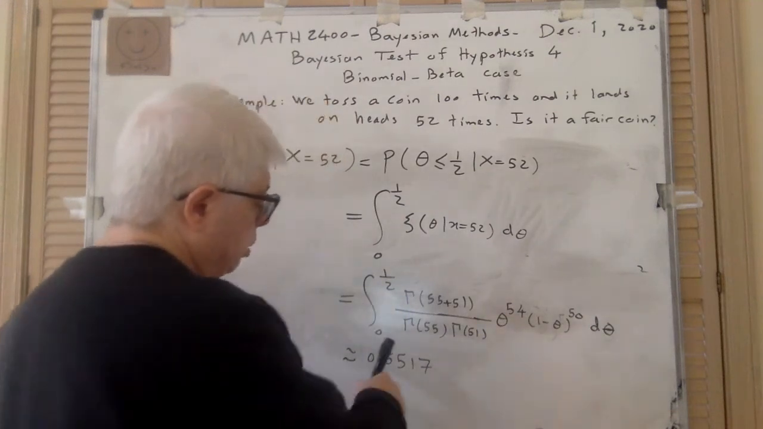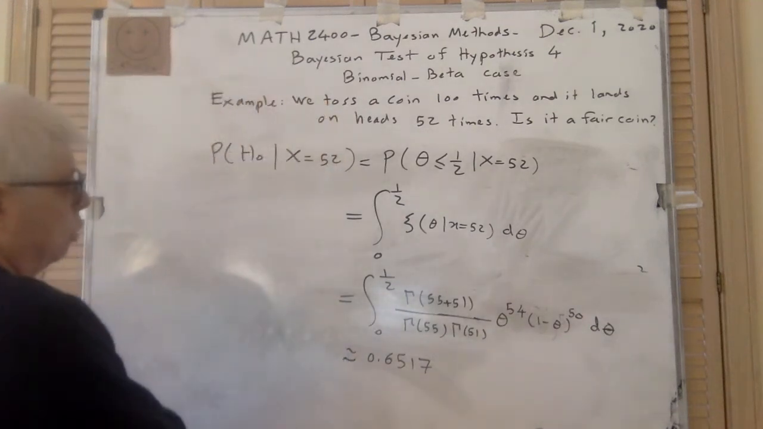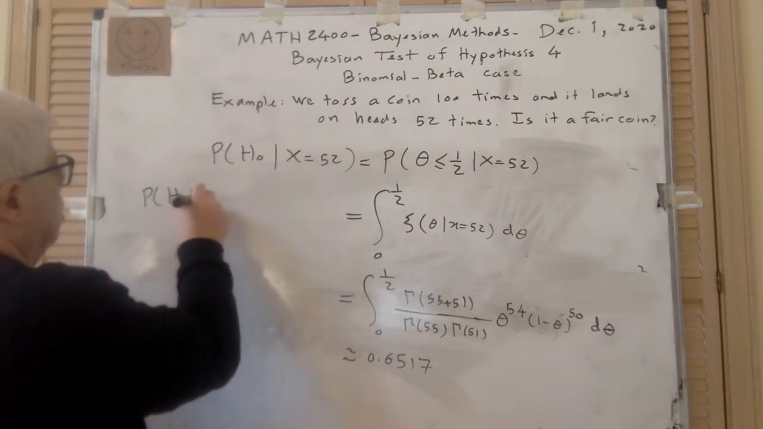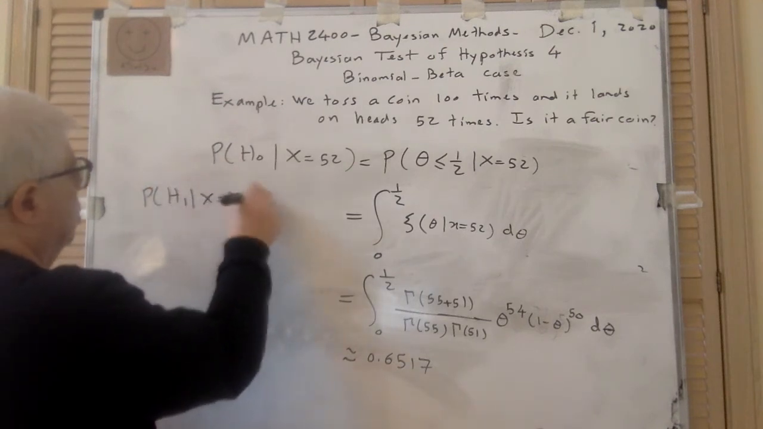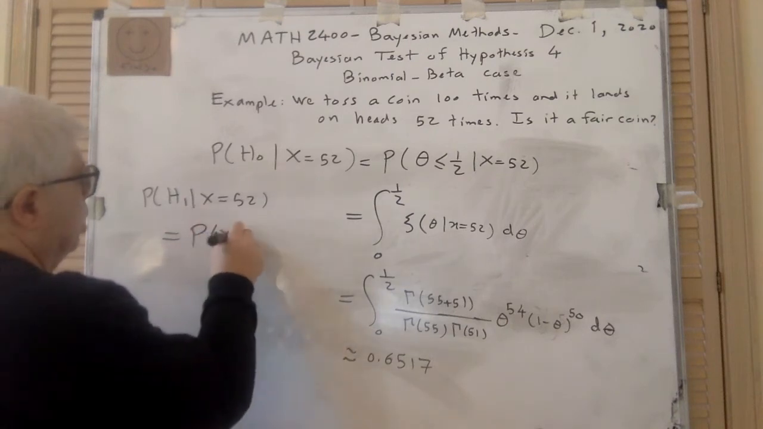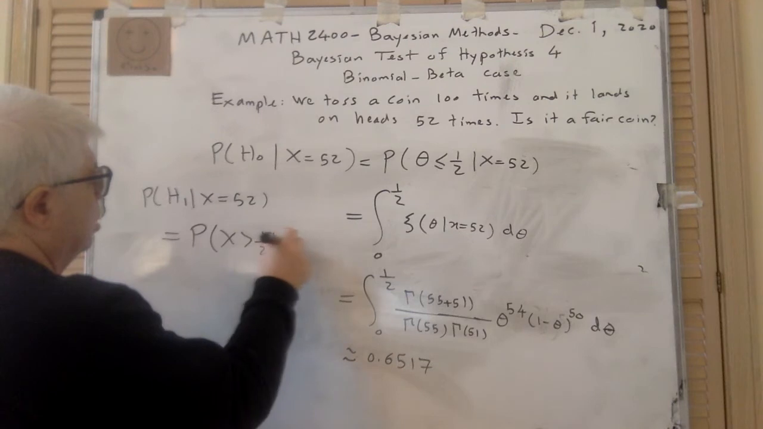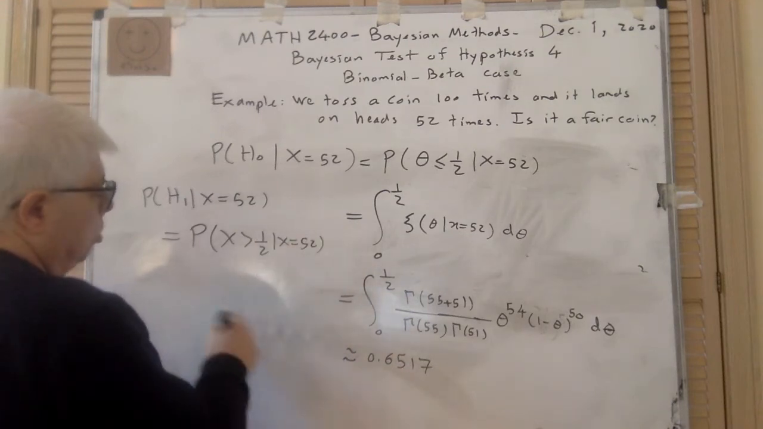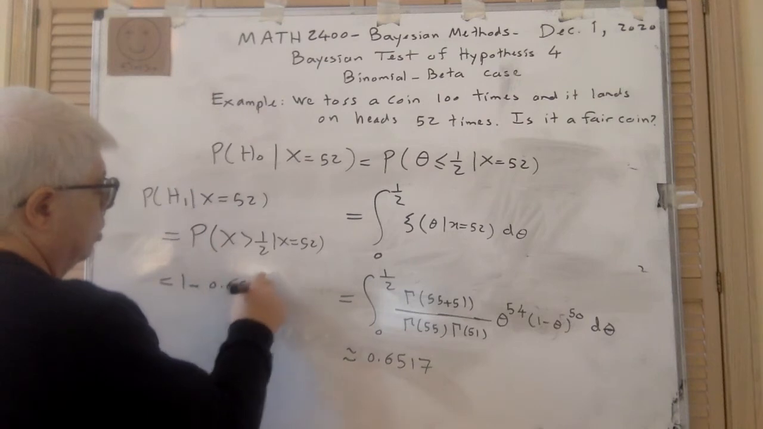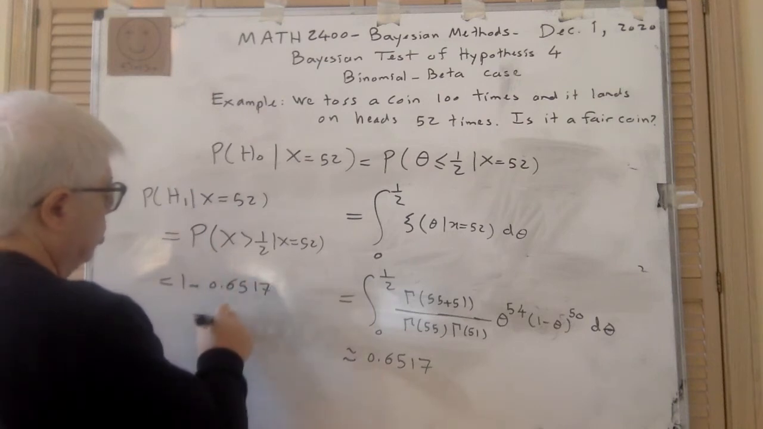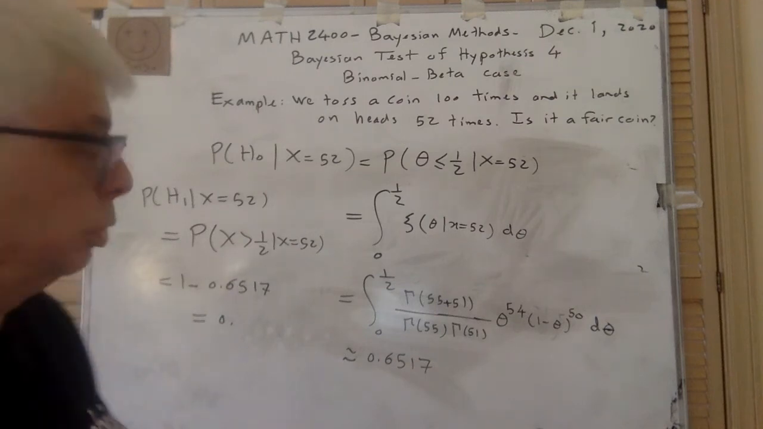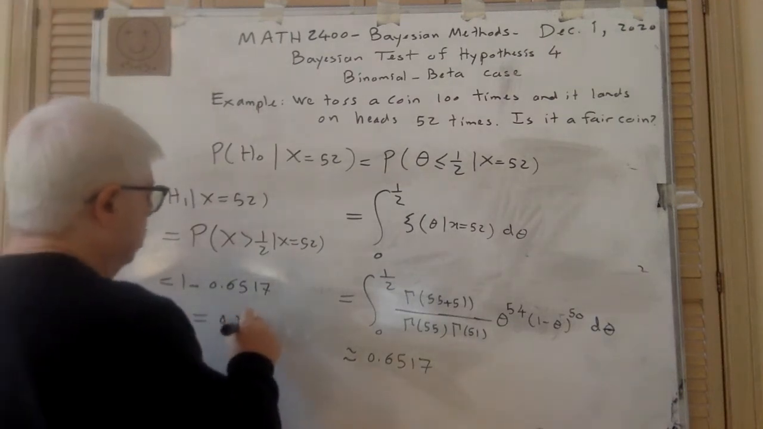Anyway, that is for this one, and then the other one, P of H1 given X is 52, is in fact the complement of this, that is P of theta bigger than 1/2 given X is 52. So that's 1 minus 0.6517, that is 0.3482.